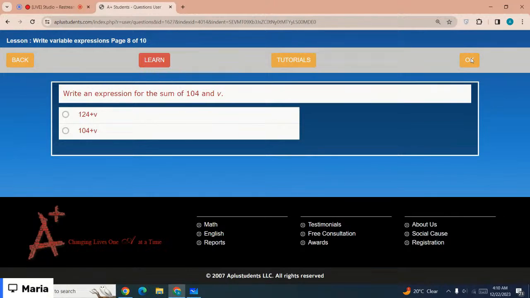Write an expression for the sum of 104 and b. Which is the correct option?